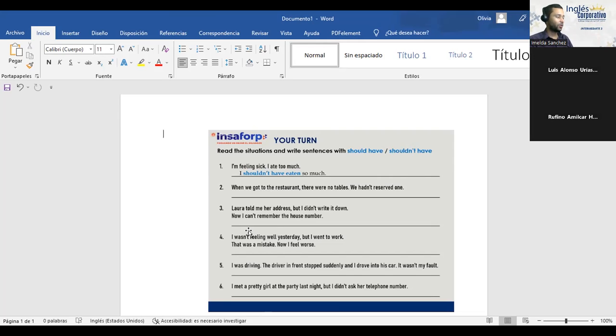What about number three? Laura told me her address, but I didn't write it down. Now I can't remember the house number. What about this? Laura me dijo su dirección, pero no la anoté. Hoy ya no me acuerdo qué número es la casa. So.